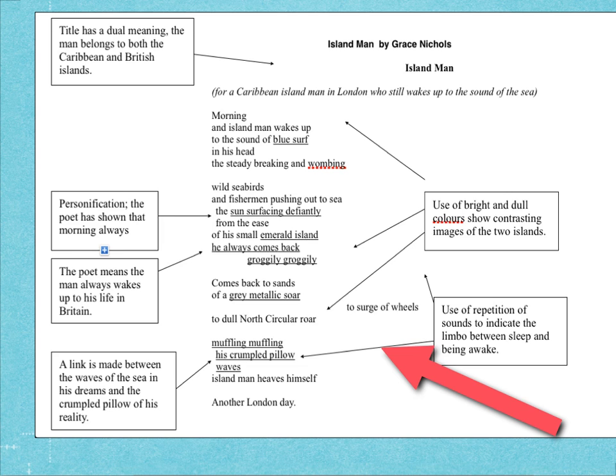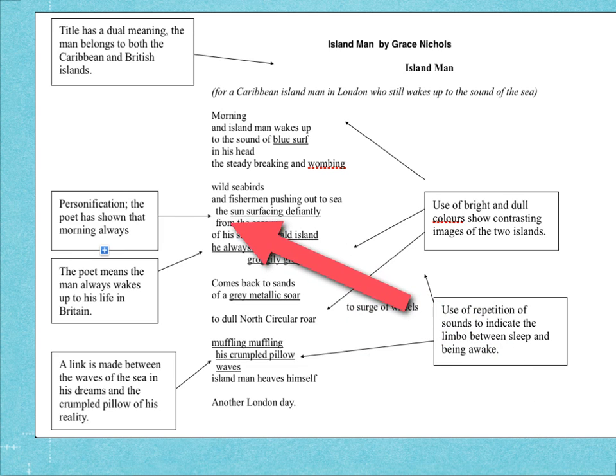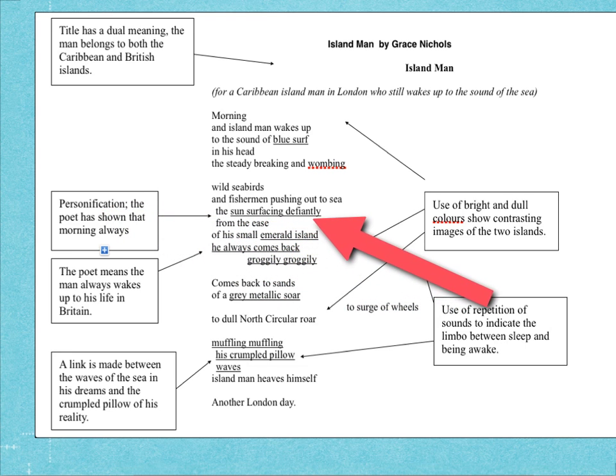For example, the poet has used personification to describe the sun. The sun surfaced defiantly. This helps the reader picture the sun as if it's a living being, the sun as if it is defiantly coming up out of the ocean.